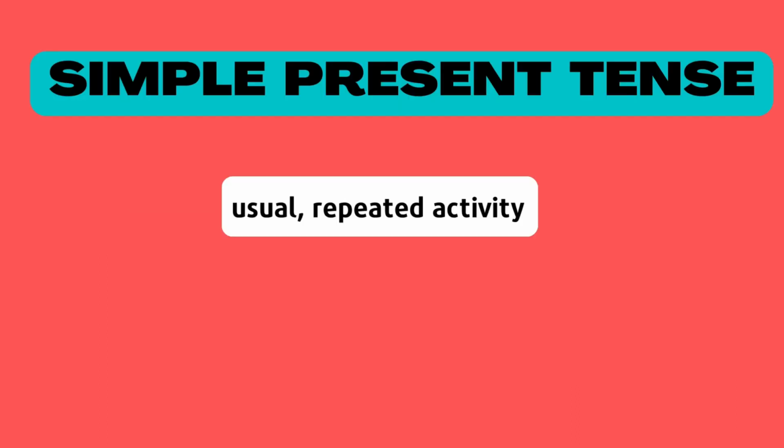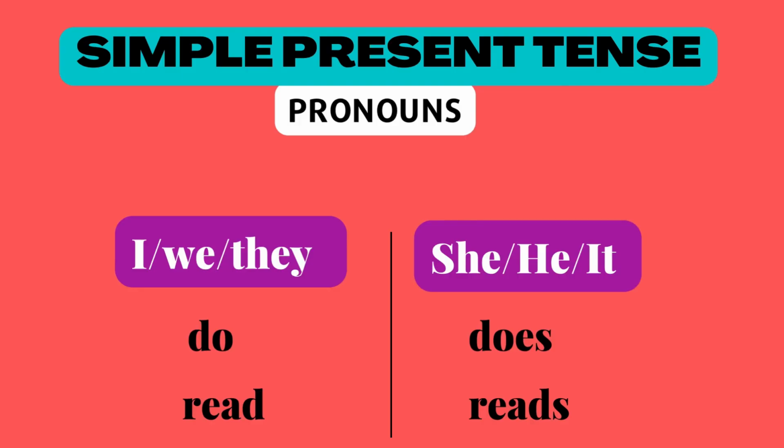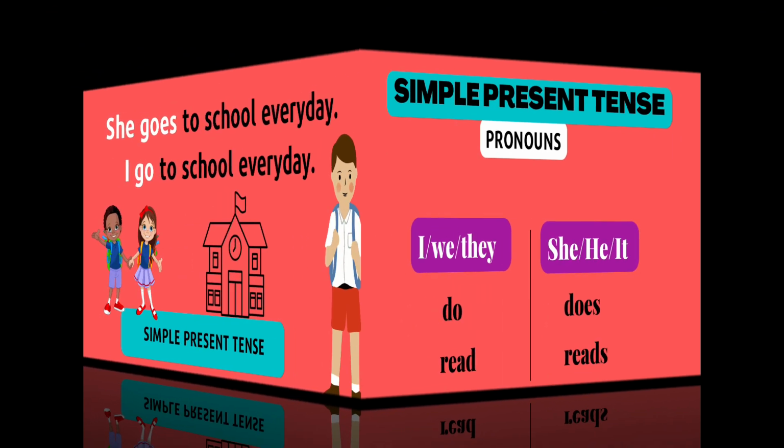The simple present tense describes an action that is happening now, or actions that are done repeatedly, like every day, every week, and so on. When used with the pronouns I, we, they, the verb in a simple present tense does not change. It remains the same. But when used with the third person pronouns she, it, he, the verb changes to a plural form, like do becomes does, read becomes reads.